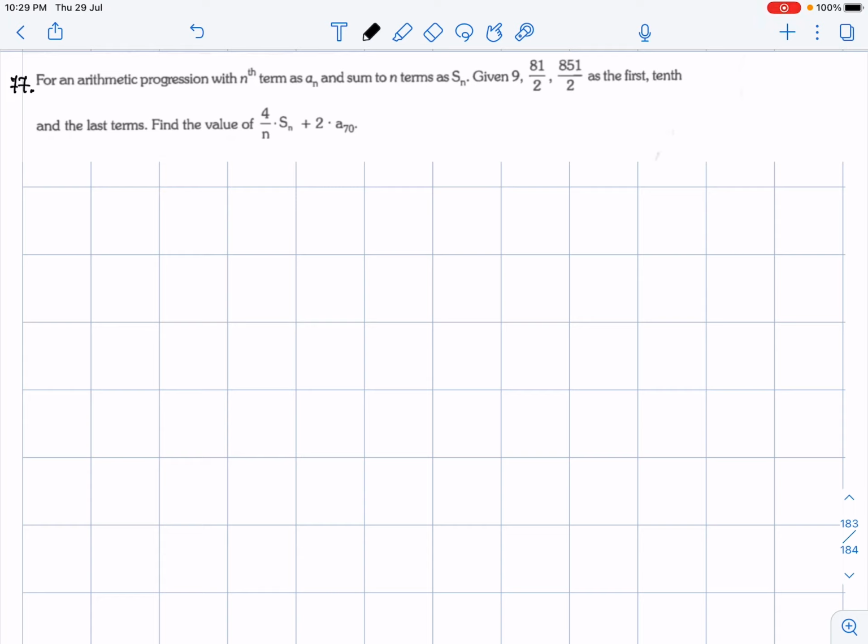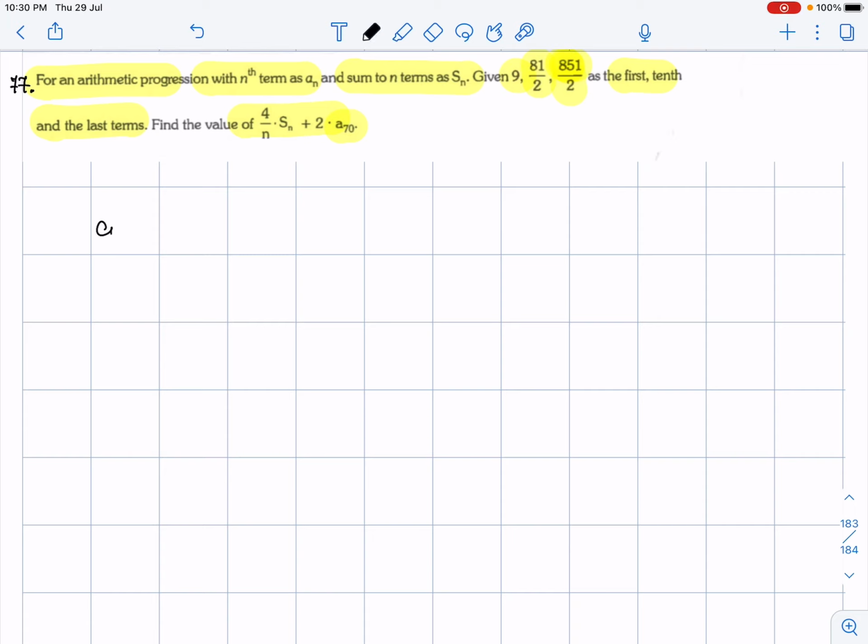Here I came up with the 77th question written on the screen. And what is the problem statement of the question given to us? For an arithmetic progression, the nth term is An and the sum of n terms is Sn. Given 9, 81 by 2, 851 by 2 as the first, 10th and last term. Find the value of 4 upon n Sn plus 2 times A70 is asked to us.